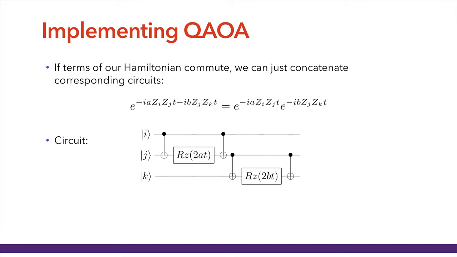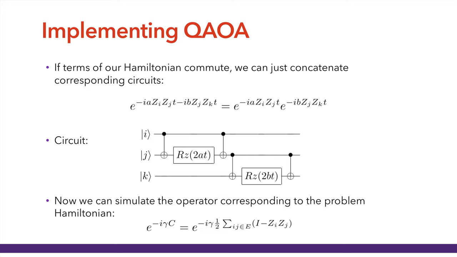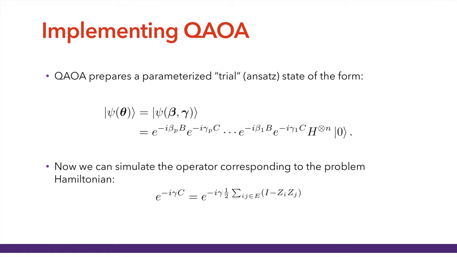And with this, we now know how to simulate the operator corresponding to the problem Hamiltonian, the phase separation operator, which is exponent of minus i gamma C. And this is half of our QAOA circuit. Now the only thing we need to simulate is the mixer operator, the exponent of minus i beta B, which is a sum of Pauli X operators on all qubits.